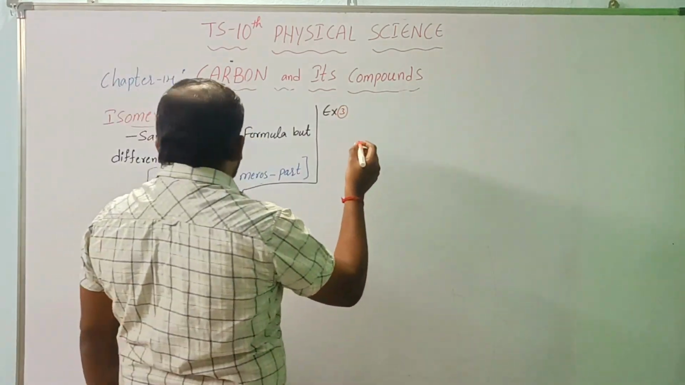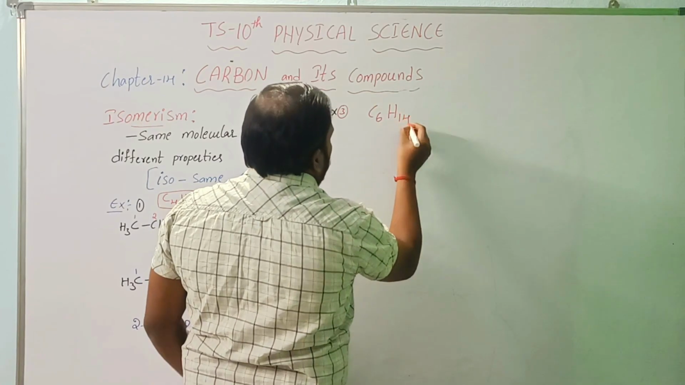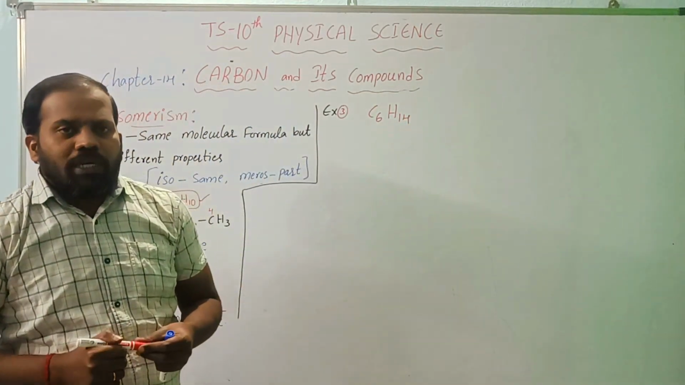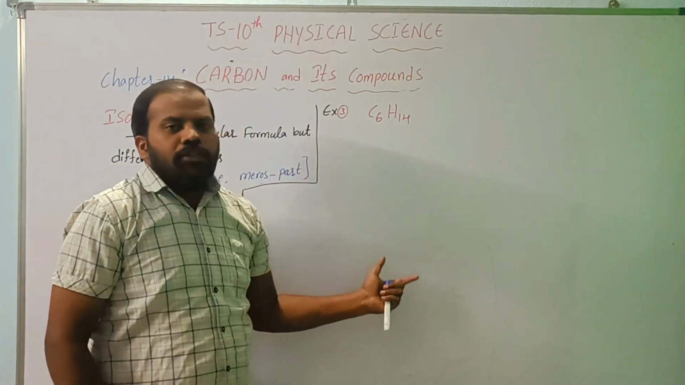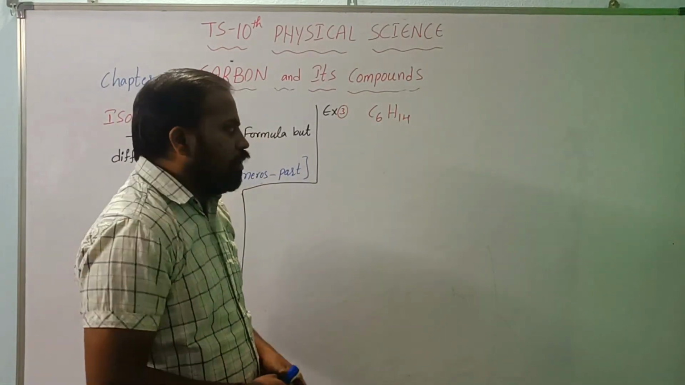Next, try with another example, C6H14. Video pause. What are the possible isomer structures of C6H14? You have to try it. Pause the video and try it.